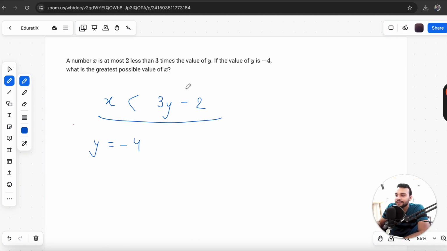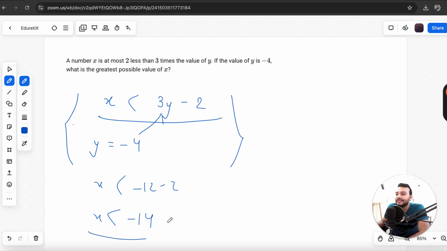Okay, so let's look at this one. This can be done without the use of Desmos as well, but I just want to show you how to use Desmos for inequalities. So we can first quickly see what the solution will be manually. So y is given to be negative 4. Put it here. X less than negative 12 minus 2. X less than negative 14. So x is less than negative 14. The maximum value of x can be negative 14.